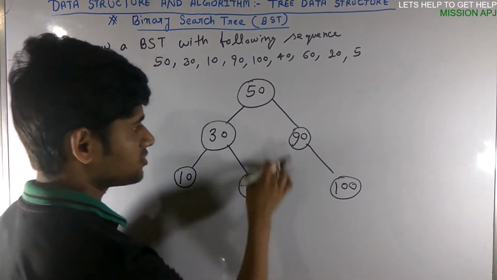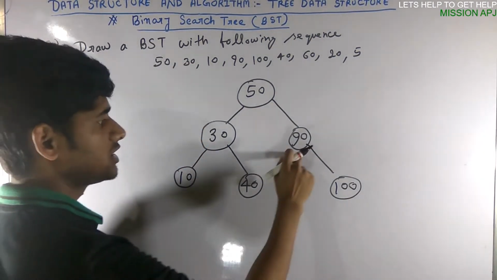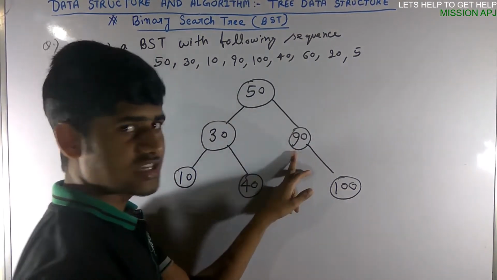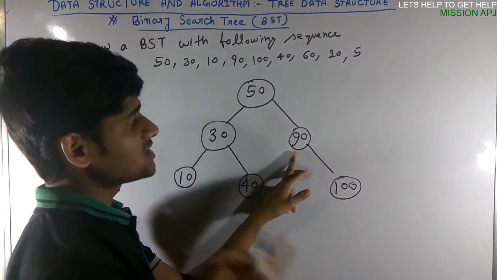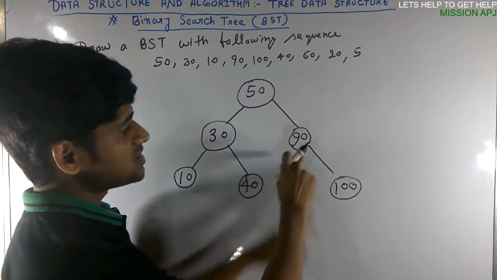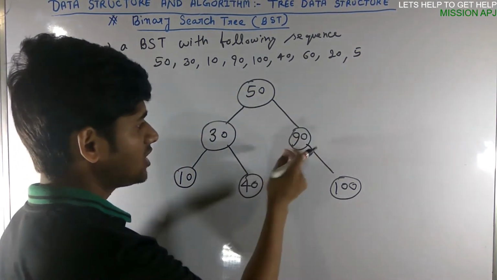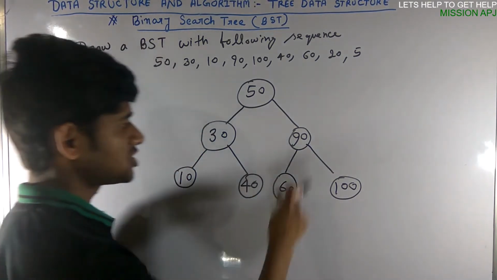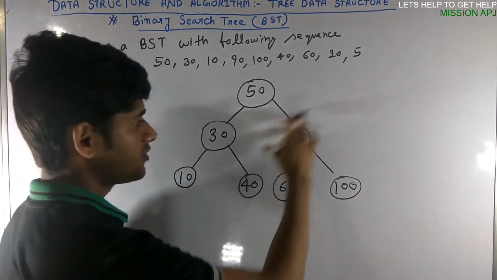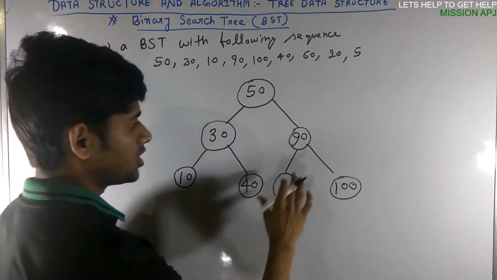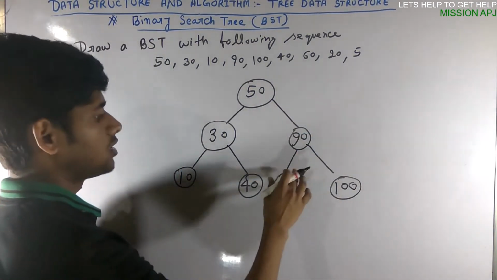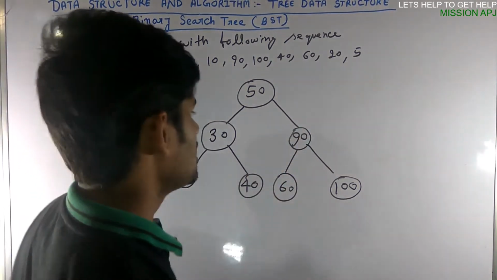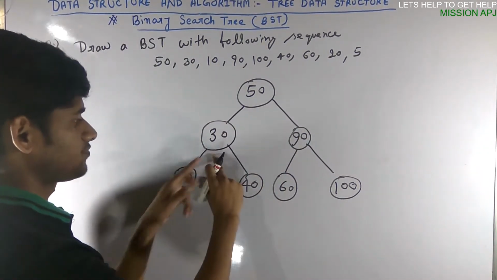Now in the right subtree, which one is the root node? 90. So compare this 60 with this 90. 60 is less than 90, so we will draw it to the left, because this is the root node for this subtree, and 60 is less than 90, that's why it is here. Now 20 is less than 50, we will go here.